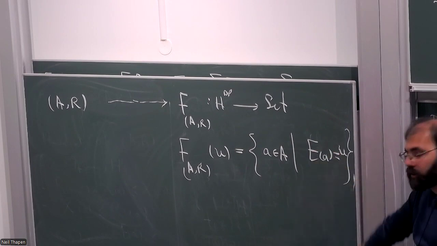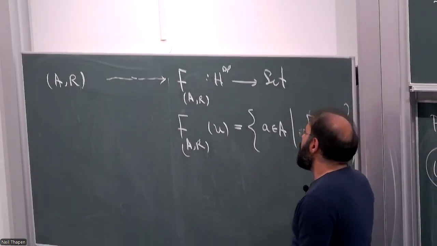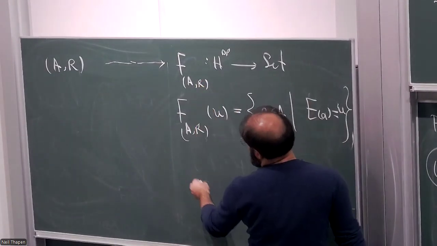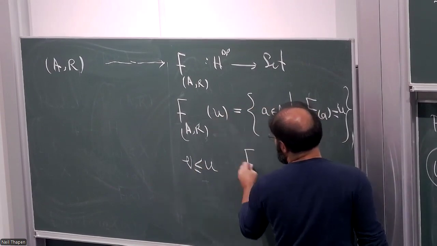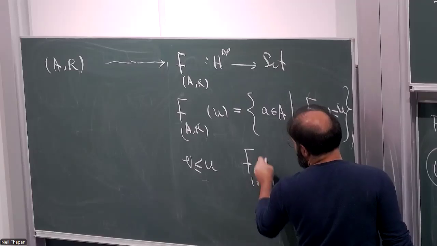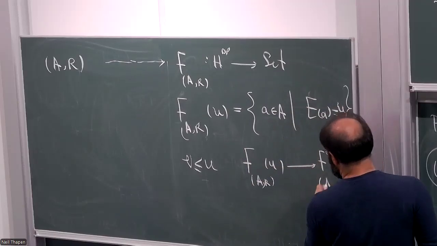And it is kind of the converse of the one that we had before. That's good. The problem is this: if it's a functor, then whenever V is less than U, you have to come up with a function from F of A R of U, this set, to F of A R of V.